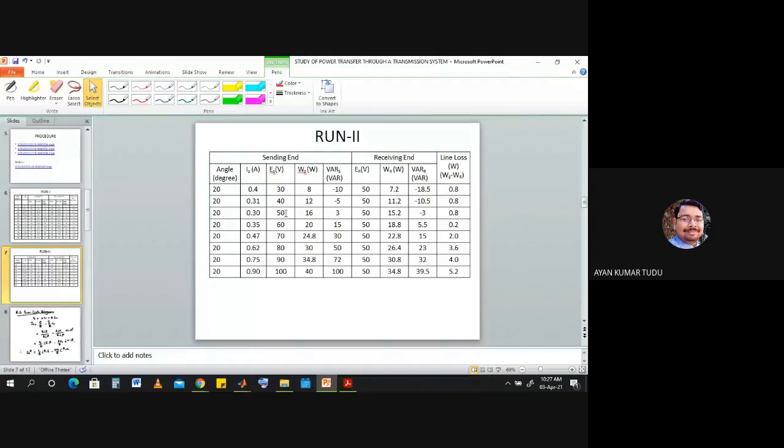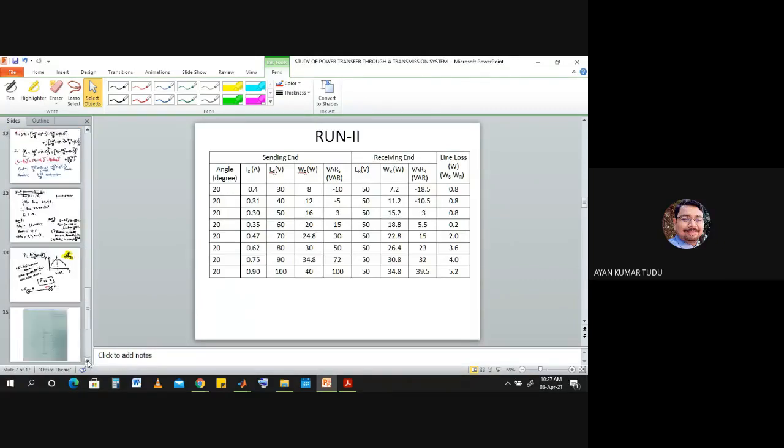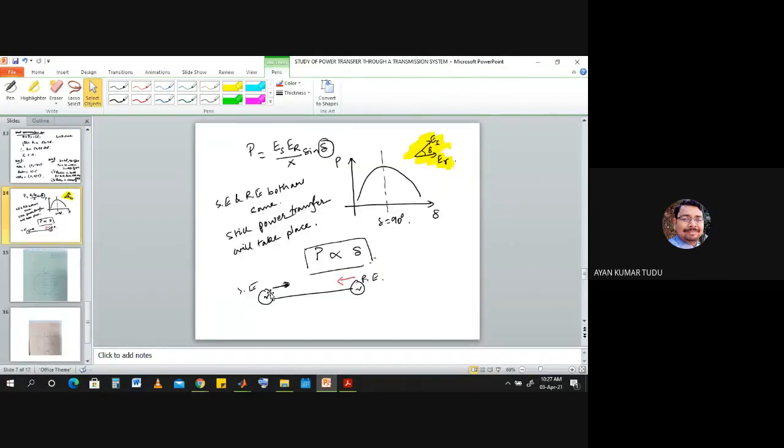But whenever the sending end voltage is equal to the receiving end voltage of 50 volts, then again the var is coming out to be positive. So what I'm trying to say is that for the first few readings in run 2, for which our sending end voltage was less than the receiving end voltage, active power was flowing from the sending end to the receiving end, but the reactive power was flowing from the receiving end to the sending end. So what we can infer from here is that the reactive power is strongly coupled with the voltage. That is again proved from this run 2.